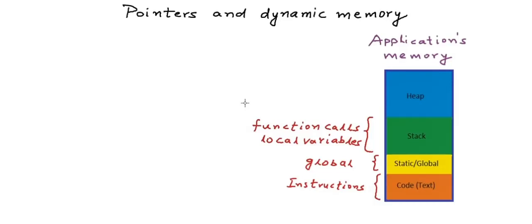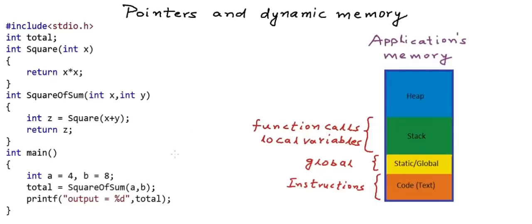Let us first understand how these 3 segments of the memory are used when a program executes. I have a simple C program here. We have a function square that gives me the square of a number. We have another function square of sum that is given 2 arguments x and y, and it returns the square of x plus y. In the main method I'm just calling this function square of sum, passing it 2 arguments a and b. Let us now see what happens in the memory when this program executes.